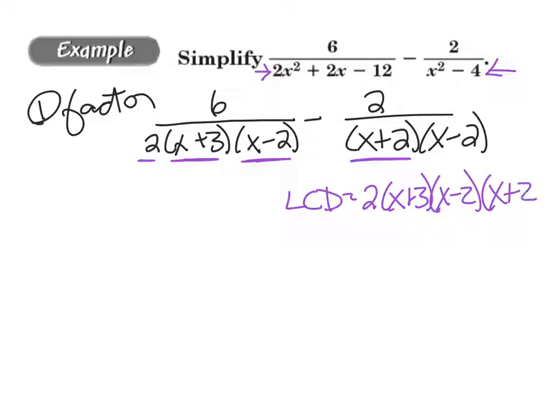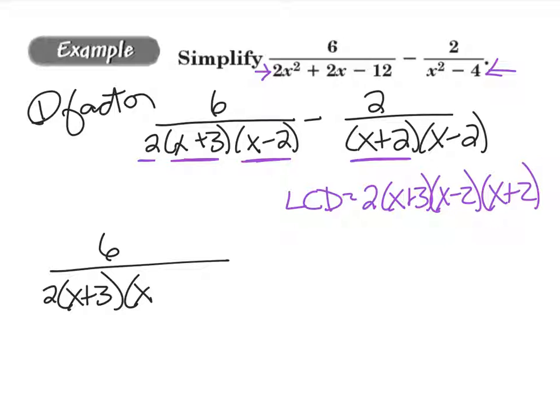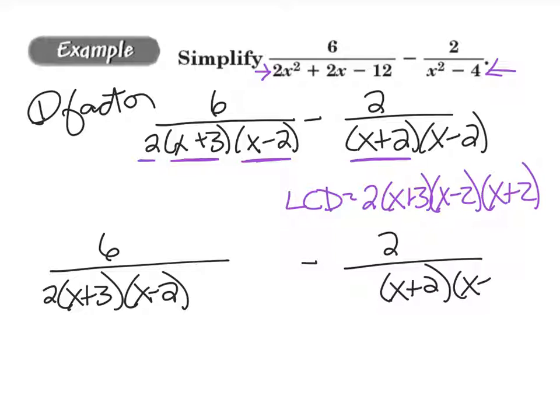So my least common denominator is going to be 2 times x plus 3 times x minus 2 times x plus 2. Okay, now I'm going to write this first fraction again. And what you need to think about is, what do I need to multiply the top and bottom of both of these fractions by to get me to my least common denominator?